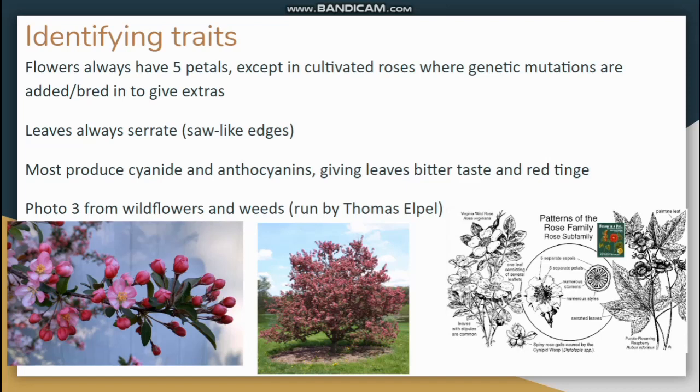Several other characteristics. You always have saw-shaped leaf edges. They're serrate, so the leaf edges are not smooth. They generally produce cyanide and anthocyanins, so a lot of the Rosaceae have red coloration to the petioles, the edges of the leaves, the buds, the flowers. Very characteristic of this family. And the fruit is generally a kind of fleshy, round ball that results from the flower.